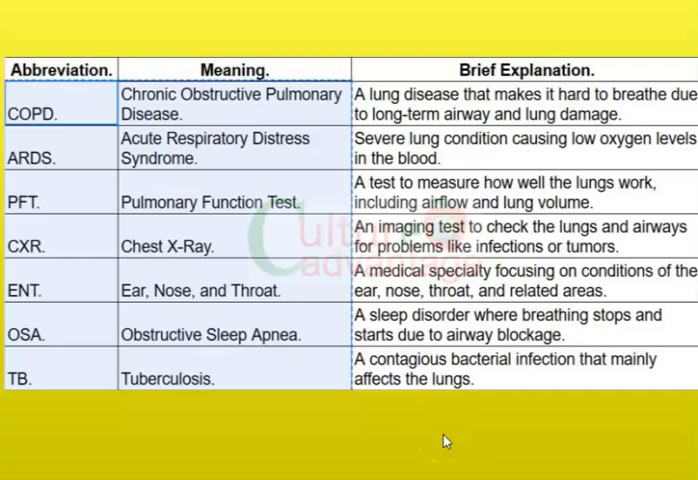TB, tuberculosis. A contagious bacterial infection that mainly affects the lungs.